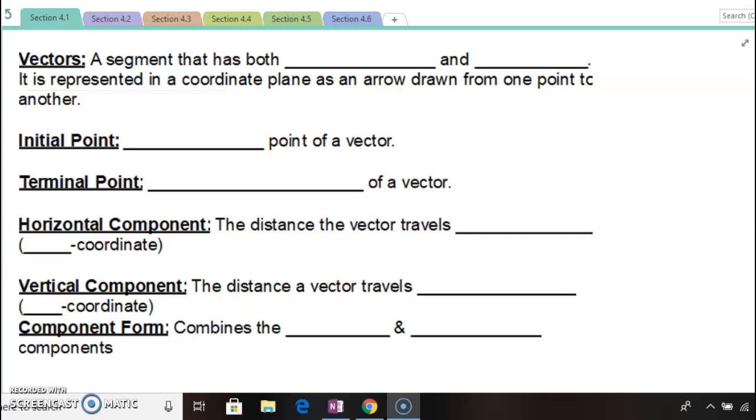If you don't have graph paper, you can always use mine, but you guys are only in class 2 days a week, so I highly encourage you to go get some of your own so you can use it as much as you need while you're at home as well.